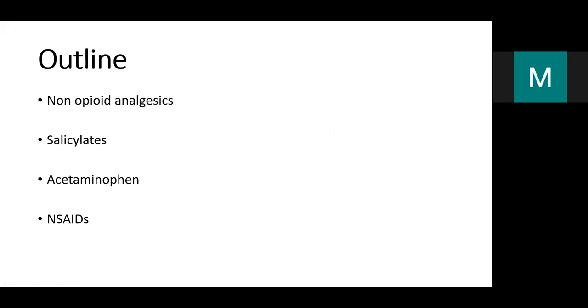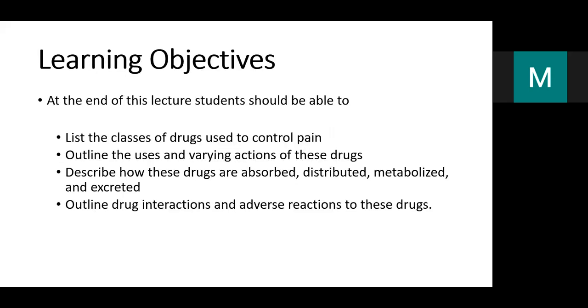We have non-opioid analgesics: salicylates, acetaminophen, and then NSAIDs. So at the end of this series of lectures on pain medications, you should be able to list the classes of drugs used to control pain, and then outline the uses and the various actions of these drugs. You should also be able to describe how they are absorbed, distributed, metabolized, and excreted, and then also talk about their drug interactions and adverse reactions.